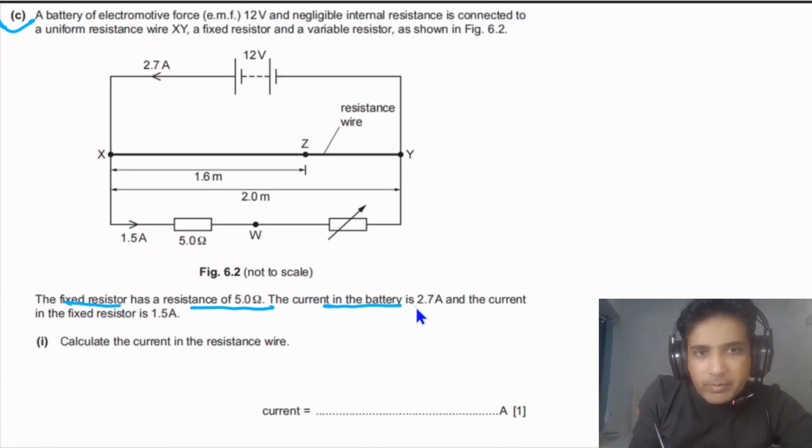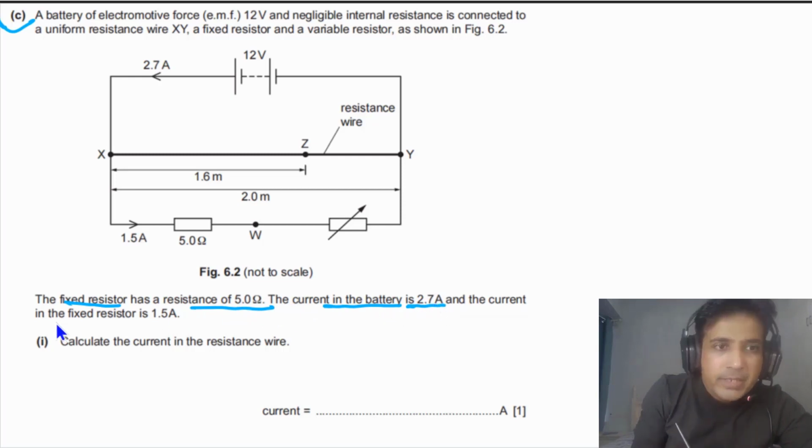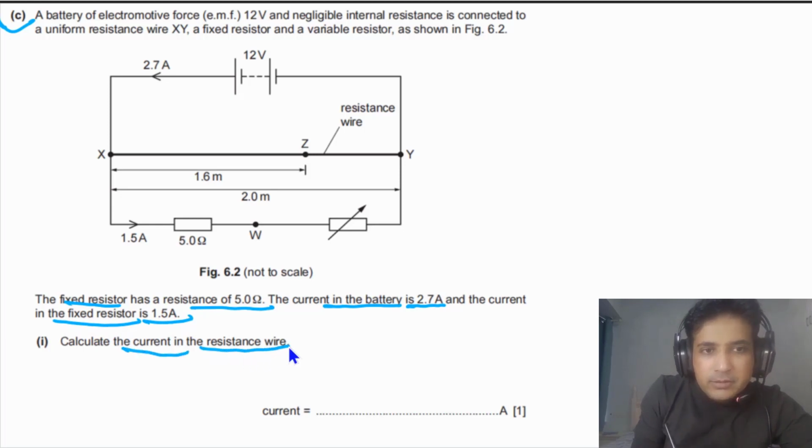Current in the battery is 2.7 amps. Then current in the fixed resistor is 1.5 amps. Calculate the current in the resistance wire. So this one is the resistance wire. The question is asking us to calculate the value of current in the resistance wire.